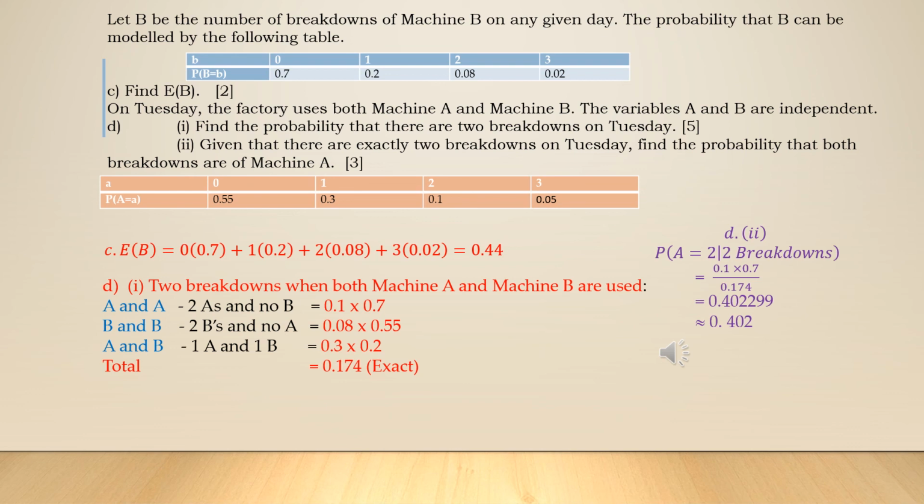Now for question number 2 of part D, given that there are exactly 2 breakdowns on Tuesday, find the probability that both breakdowns are of machine A. So how do we write that as a notation? Take a look at the solutions which are written in purple color. We can write this as the probability that A equals 2 given that there are two breakdowns is equal to, the intersection of the two, or having two machines from A, which has already been solved a while ago, 0.1 times 0.7. And the probability of having two breakdowns will come from your answer in D part 1. So it's equal to 0.174. Now calculating, the answer is 0.402299, or approximately 0.402.